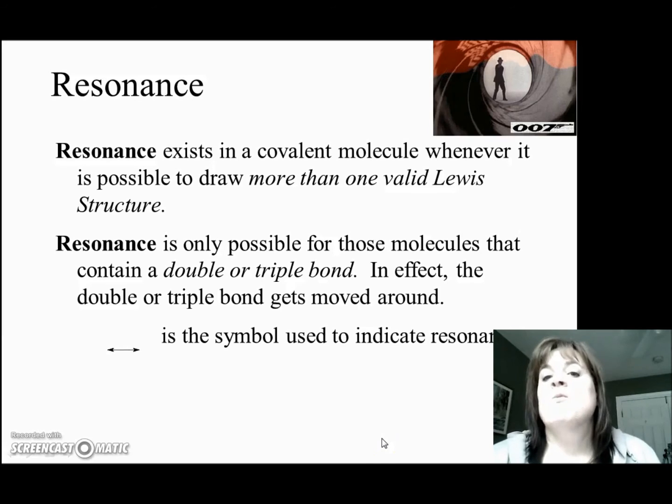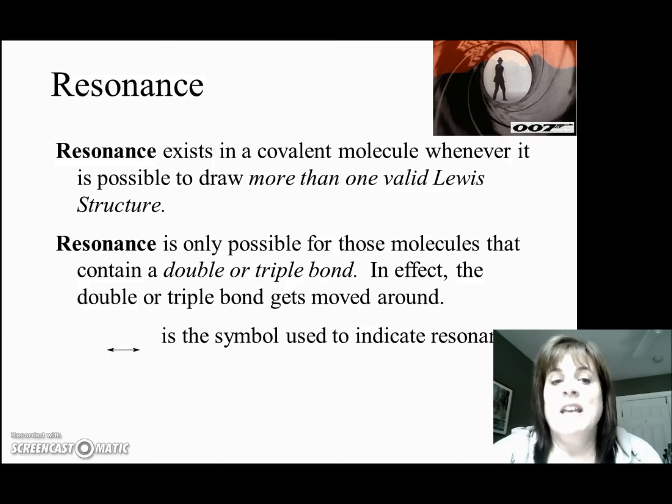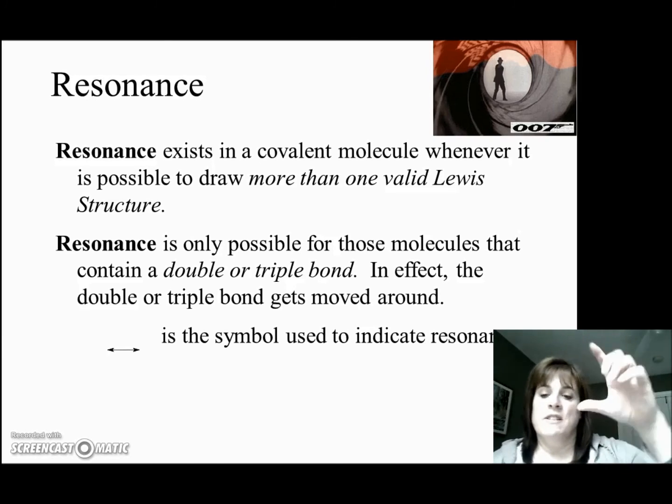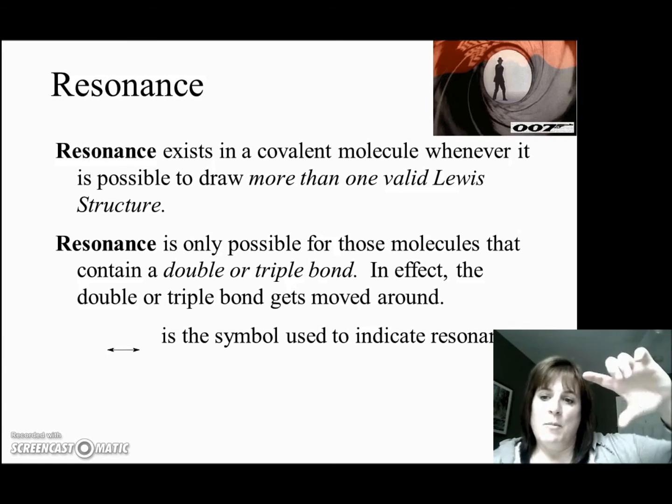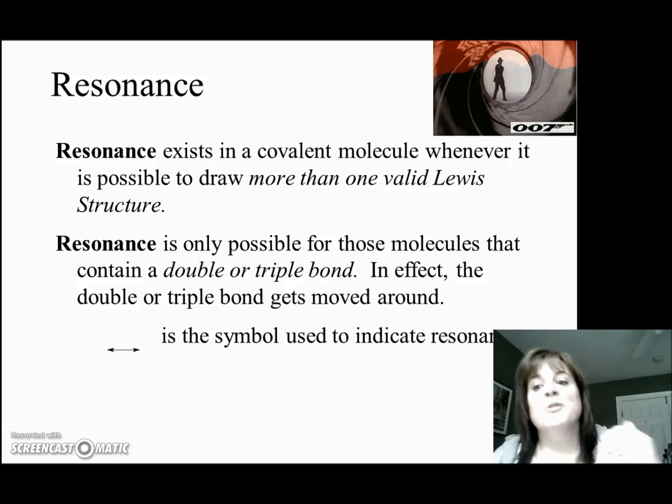Called resonance. So resonance exists in covalent molecules, not ionic, whenever it's possible to draw more than one valid Lewis structure. Who's to say the double bond is on the bottom oxygen? Maybe it's on the top, or maybe it's on the right side, left side. I don't know. It could be any. So anytime there's a double or triple bond, and it could be between one or more of the central atoms, so between any of the carbon and the oxygens, it actually moves around. It doesn't just stay at that one side. Those electrons are moving. And so anytime there's resonance, you need to draw all the possible structures.